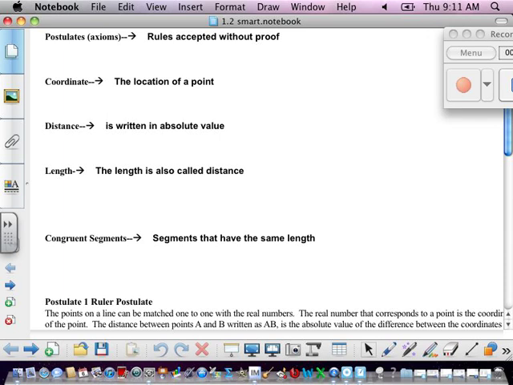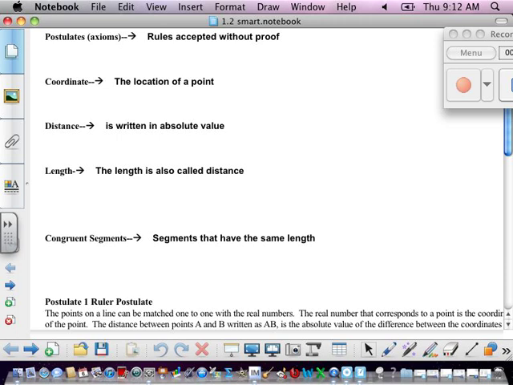All right. We're going to talk about the ruler postulate. It's the points on a line that can be matched one-to-one with a real number. The real numbers that correspond to a point, and coordinate is the coordinate of the point. The distance between points A and B, written as AB, is the absolute value of the distance between the coordinates of A and B. Okay? So that's a lot of blah, blah, blah. But basically it's telling you that we're just going to measure it.